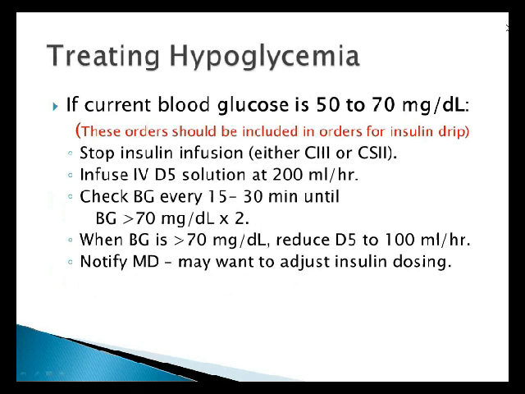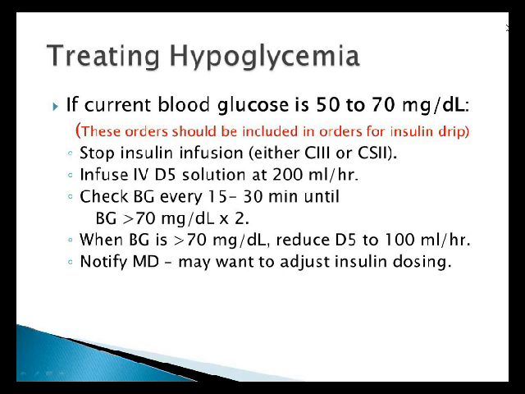So how do we treat hypoglycemia? If a patient's blood sugar is running 50 to 70, these orders must be in the chart. You have to have orders for hypoglycemia if you're running an insulin drip, or if you're dealing with anyone who is taking insulin. So you don't run to the phone and notify the doctor. You stop the insulin so that the patient no longer is in danger.